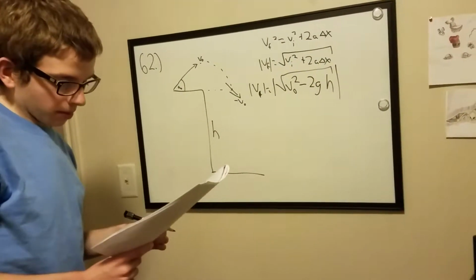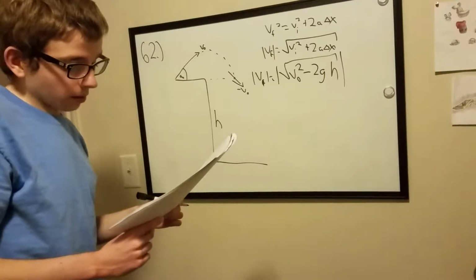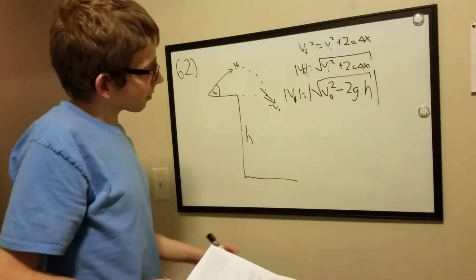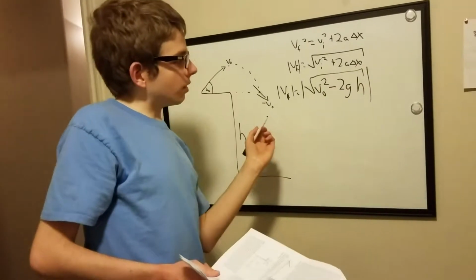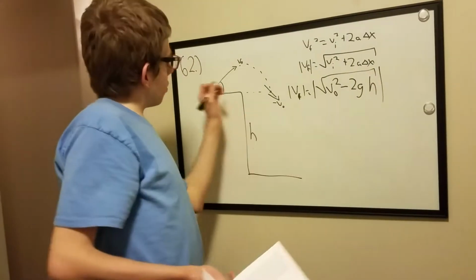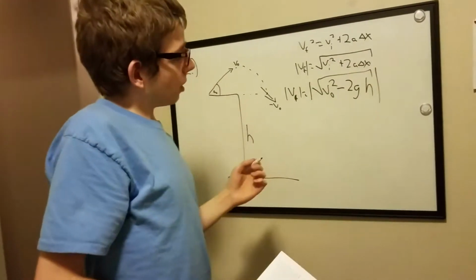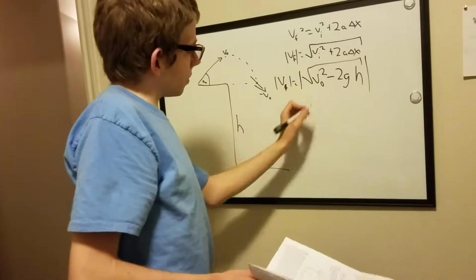Now the final part of the problem asks to calculate the speed of the rock before it strikes the ground and show that this speed is independent of the angle. So when you look right here, you can see that it is independent of the angle. The angle doesn't factor into this at all. If we want to be a bit more mathematical about this, we can look closely at it.